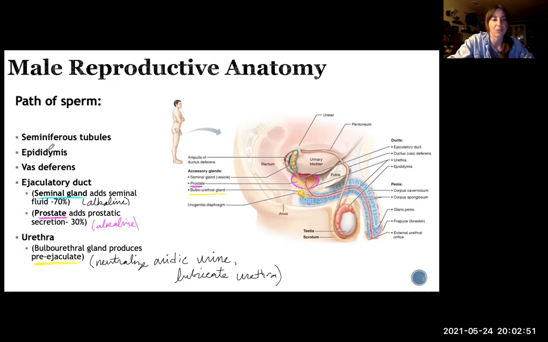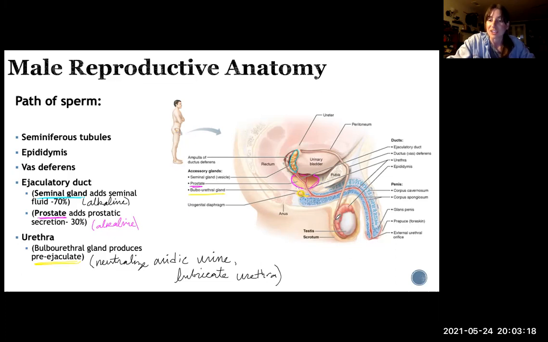So this is the pathway of the sperm, okay? The seminiferous tubules of the testis to the epididymis for maturation, and waiting until ejaculation. Before ejaculation, stimulation causes the bulbourethral gland to secrete pre-ejaculate, which will clear the urethra of any acidic urine as well as lubricate the urethra.